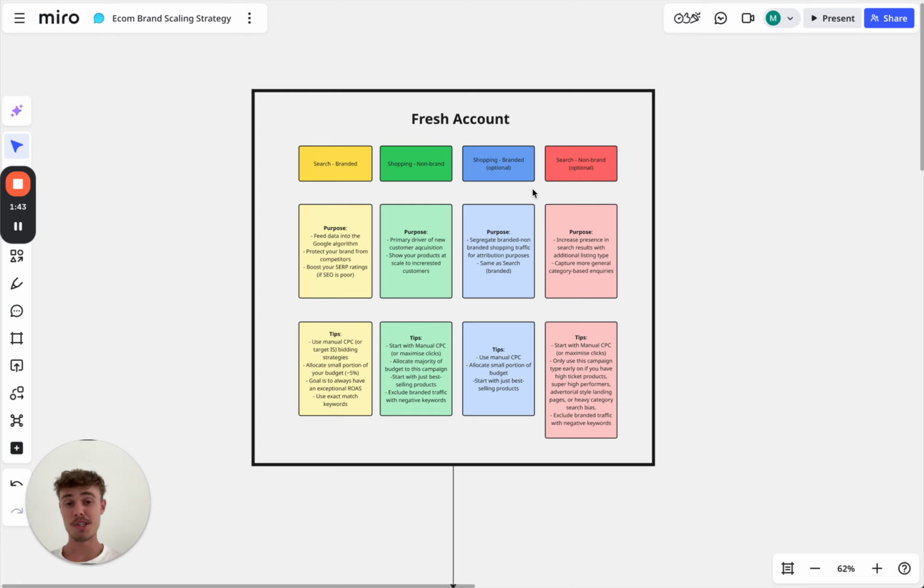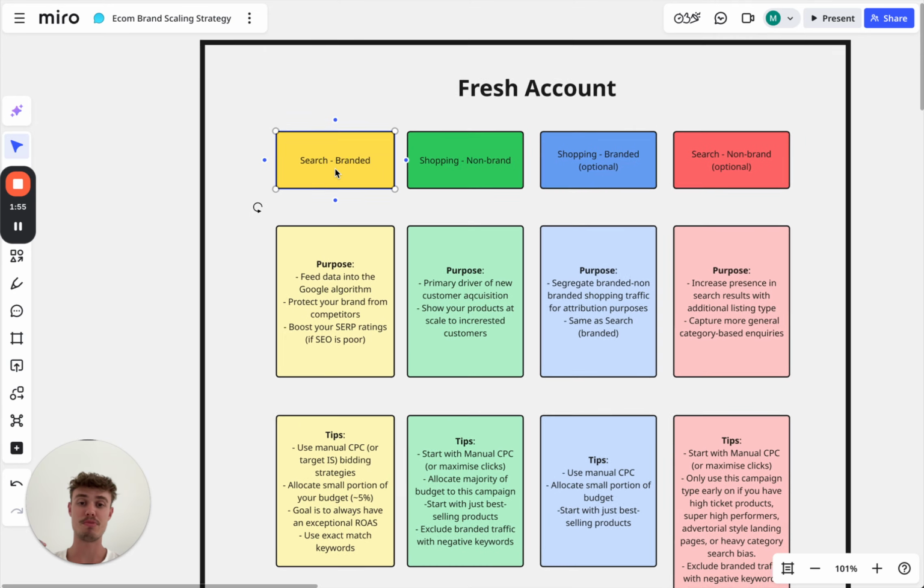So first up, with a fresh account, we need 4 primary campaigns to start scaling, right? So you've set up your account. You have a blank screen with 0 campaigns. This is what you need. So first, you need a search campaign that targets branded traffic.